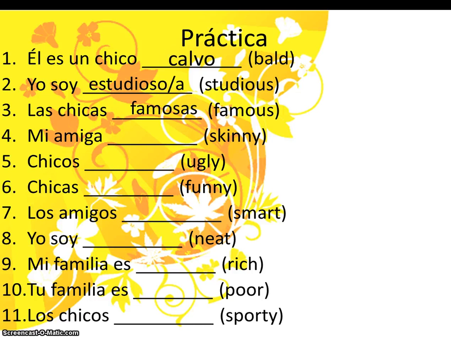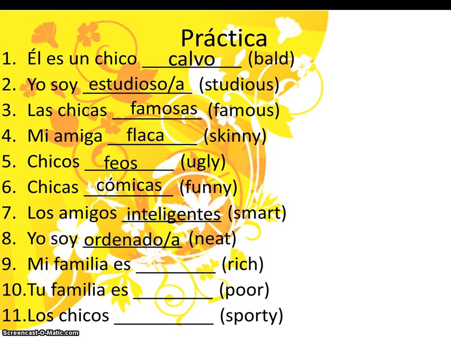Mi amiga flaca, chicos feos, chicas cómicas o graciosas, los amigos inteligentes, okay, with the e's and s at the end. Yo soy ordenado o ordenada. Mi familia rica, same with the other one. Tu familia pobre, okay, ends in e, so it stays the same. You don't change it, even though family is a feminine word. We keep it pobre. And los chicos atléticos o deportistas.